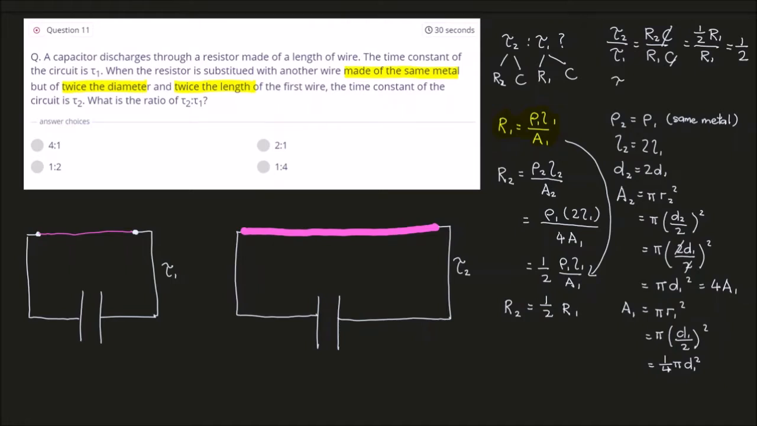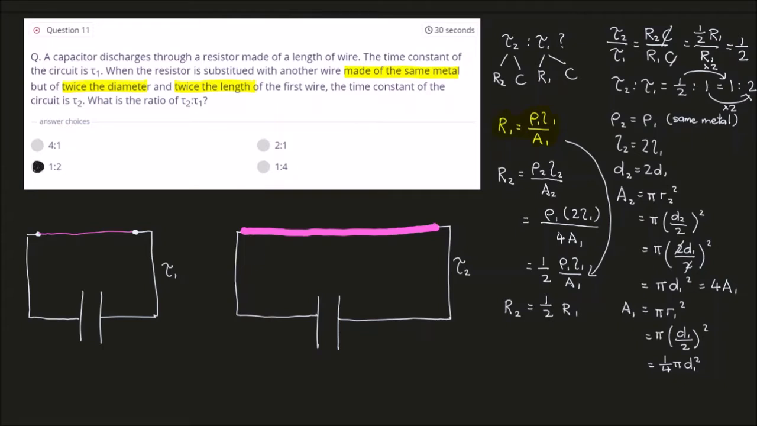It means the ratio of tau 2 to tau 1 should be equal to half to 1, which can also be equal to 1 to 2. Okay, if you multiply this side by 2, then the ratio is still the same, 1 to 2. In that case, we'll pick our answer as 1 to 2.